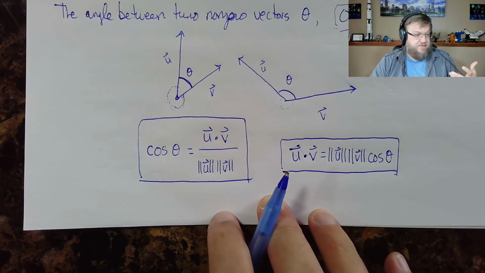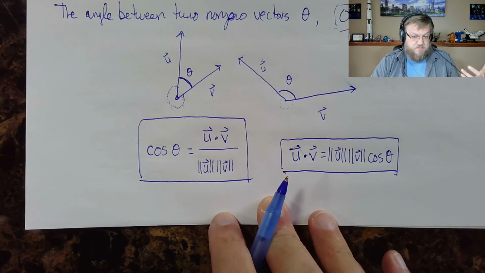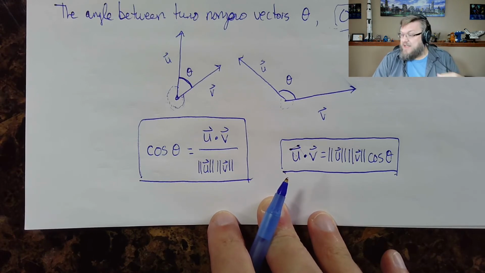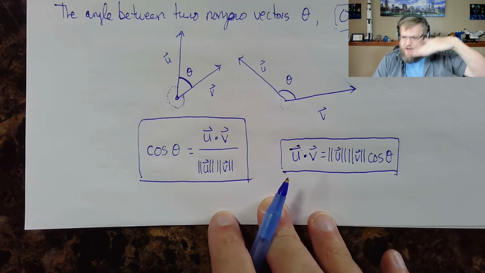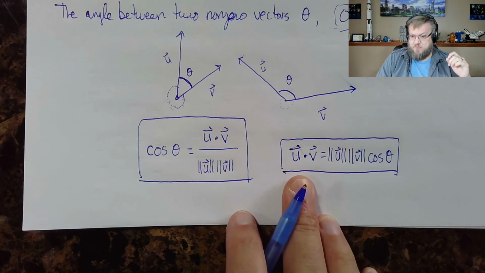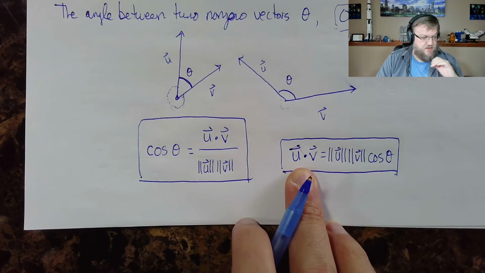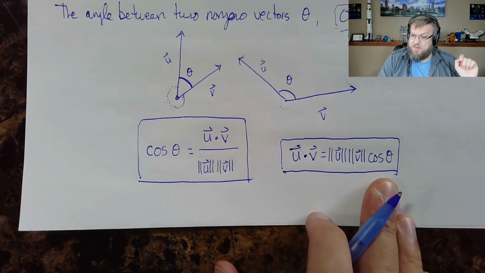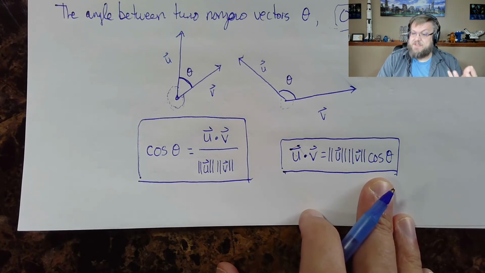Or if you're given a vector not in component form, but in a physics problem where maybe you're given the magnitudes of the vector and maybe that they're like 45 degrees acting with one another, then this is an easier way to calculate the dot product. You don't even have to think about the components. You can just plug in the magnitudes and multiply by the cosine of the angle between them. So this is super useful when we have physical properties of the vector.